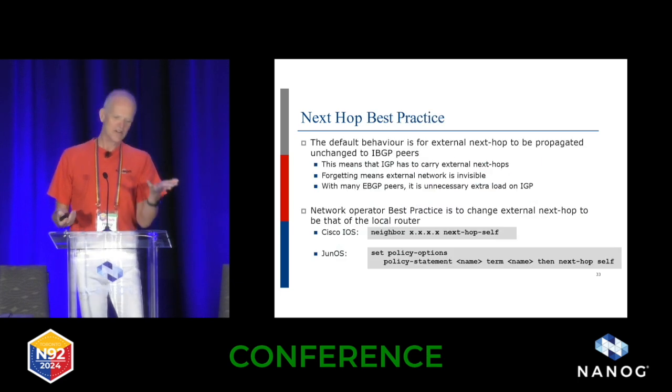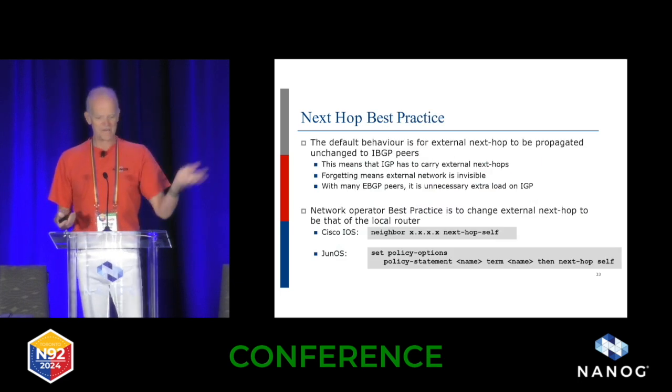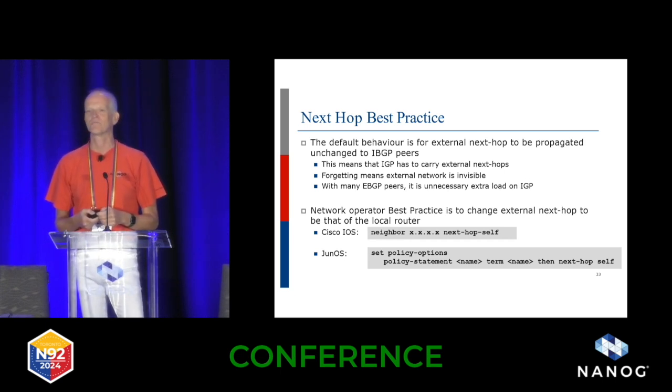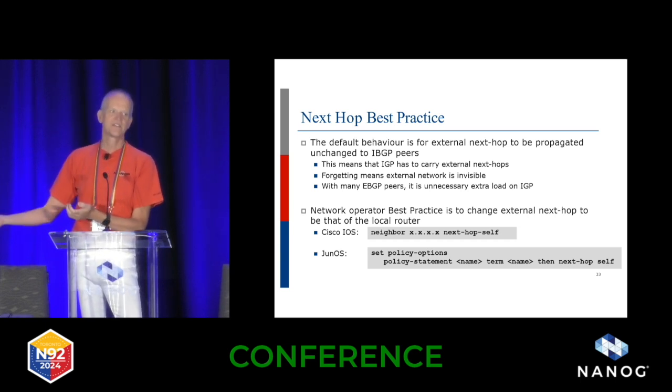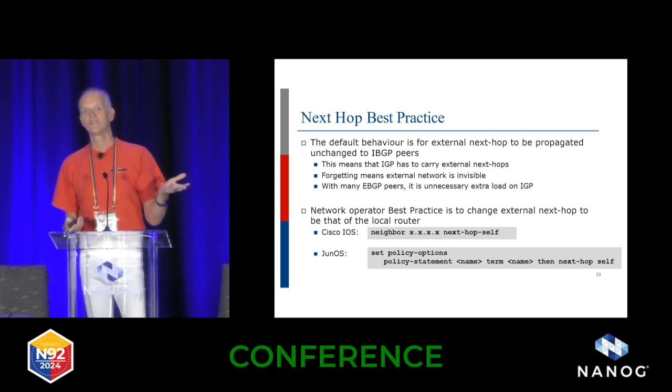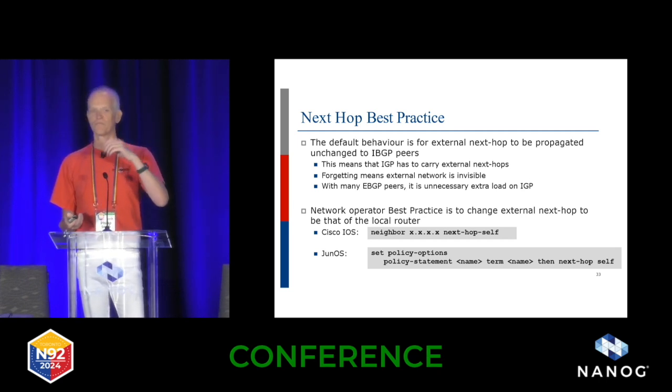So next hop best practice, the Cisco command is next-hop-self, and Juniper has the next hop self concept as well. So that's very much a best practice. That way you don't have to carry the externals around in your IGP because, of course, the design goal is to minimize the size of what you carry in ISIS or OSPF.